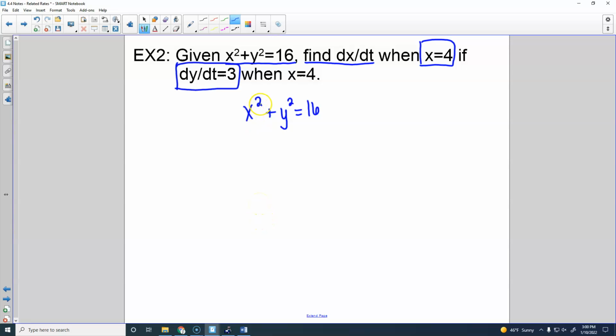Alright, so the derivative of x squared is just 2x, but we must put with it dx over dt, plus 2y dy/dt, equals 0.